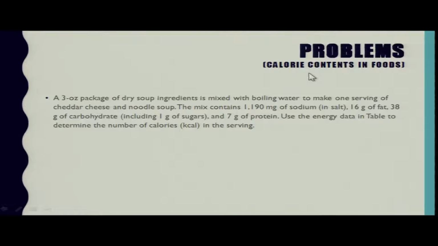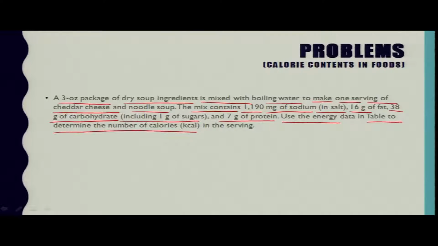So let's have a first question that is in the slide itself, and that is based on the calculation of calorie content in the foods. This 3-ounce package of dry soup ingredients is mixed with boiling water to make 1 serving of cheddar cheese and noodle soup. This particular mixture contains 1190 milligram of sodium, that is in salt, and 16 gram of fat and 38 gram of carbohydrate, including 1 gram of sugars and 7 gram of protein. So use the energy data in the table to determine the number of calories in the serving. So here, how will you calculate the number of calories?